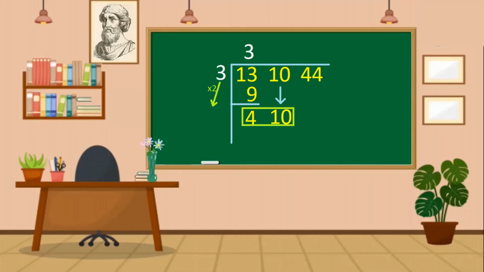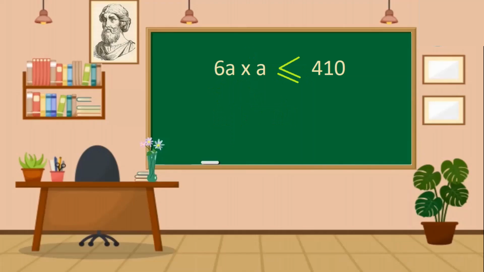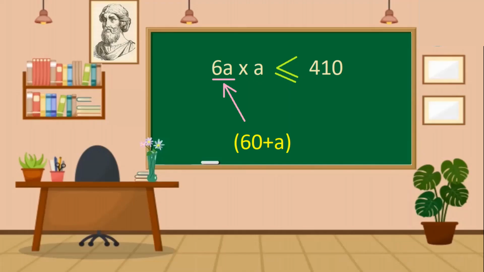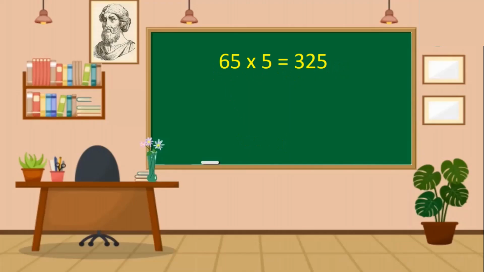Then multiply this 3 by 2 and place it right here. It's 6. Leave a space here for another digit. Then let's inquire how we can find out the digit. If that digit is 8, 68 times that must be the less and closest product to 410 we can have of this type. This 68 means 60 plus 8. 65 times 5 equals 325, 66 times 6 equals 396, 67 times 7 equals 469.